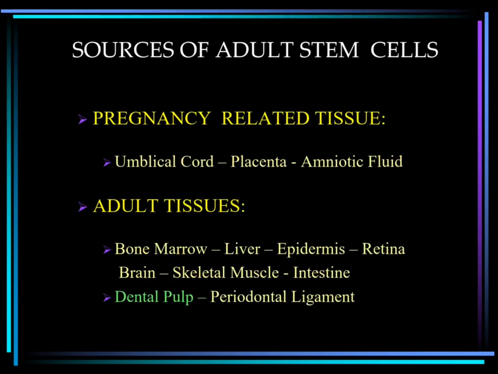The sources: where do you get adult stem cells? One is from pregnancy-related tissue, for example, the umbilical cord, the placenta and the amniotic fluid. From these they were harvested. From the adult tissues, you would get them from the bone marrow, liver, epidermis, retina, brain, skeletal muscle, intestine and the dental pulp as well as the periodontal ligament.